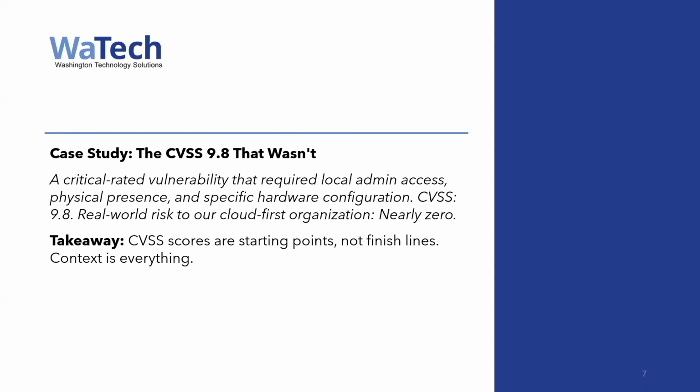let's say you have a CVSS score that comes through. You get an email saying that there's a critical vulnerability, but as you dig into it, it needs local access, physical presence, specific hardware configurations, and you are a cloud-based organization. The actual score for your organization is not that high. It is much, much lower, maybe 0 in that particular instance. And so these vulnerability scores are the starting point, but not the finish line, right?